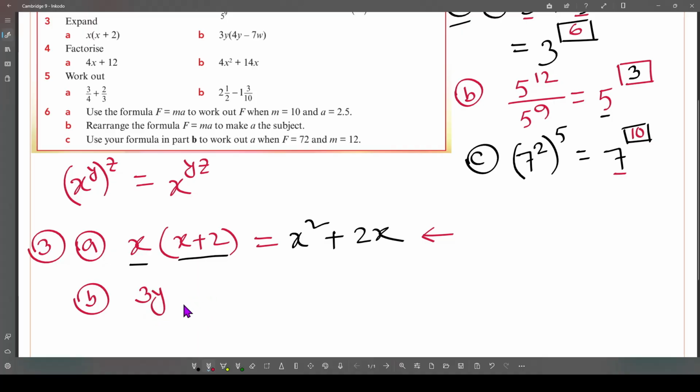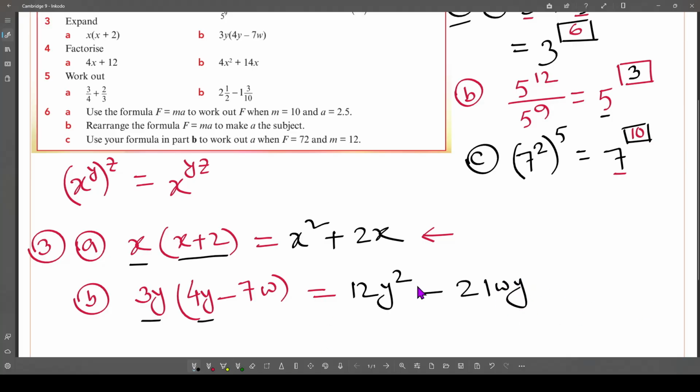3y times (4y minus 7w). So this one also, as per the distributive law, 3y times 4y: 3 times 4 is 12, y times y is y squared, minus 3 times 7 is 21, y times w, so wy. Okay. So number 3 done.